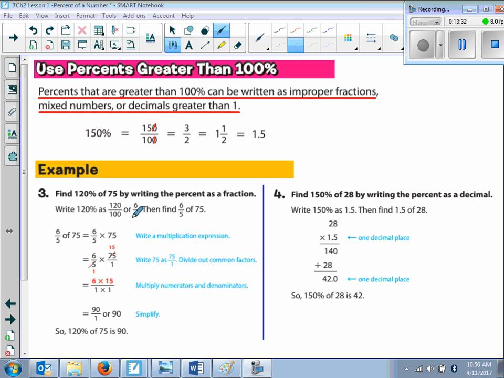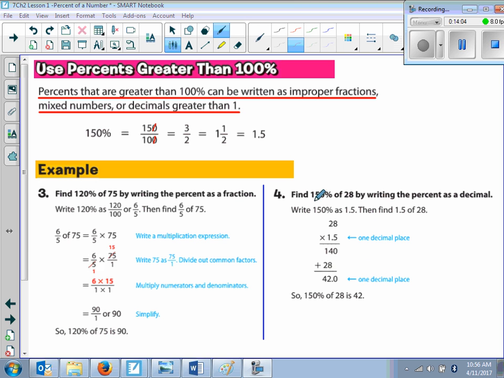So that 6/5 is what we're going to multiply times the 75. So when we multiply straight across, simplifying before we multiply, we end up with 90. So 120% of 75 is 90. Does everybody see that that would make sense? If I'm doing 120%, that's over 100%, right? So that means 100% of 75 is 75, and that means that my final answer should be greater than 75. Does that make sense?